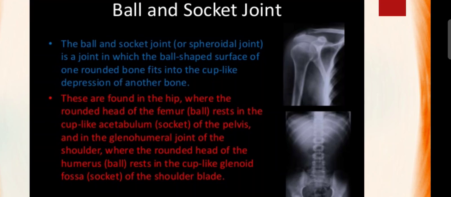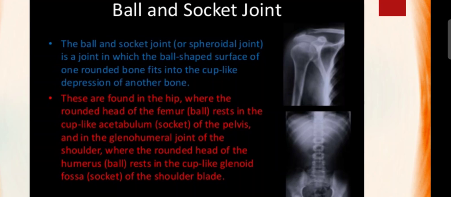These joints are found in the hip, where the rounded head of the femur, the ball, rests in the cup-like acetabulum socket of the pelvis, and it is also in the glenohumeral joint of the shoulder. You can see the example of the shoulder here, where the rounded head of the humerus, the ball, rests in the cup-like glenoid socket of the shoulder blade.